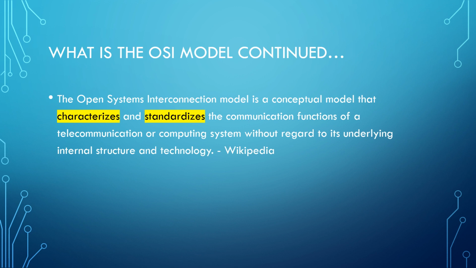What this definition is telling you is that this model identifies what is going on at each layer and standardizes it across the board. It also defines what happens at each layer, so that if you're ever working with someone and troubleshooting, you'll be able to communicate that you're troubleshooting a layer 2 or a layer 3 issue, and the other person on the other side of the line is going to know exactly what you're talking about. So we're going to start with the OSI model first, and we're going to break down each layer.